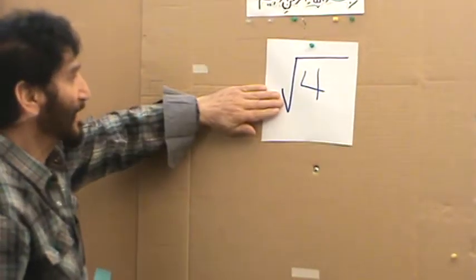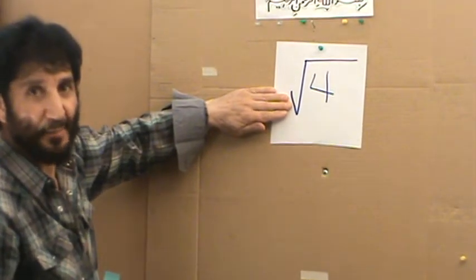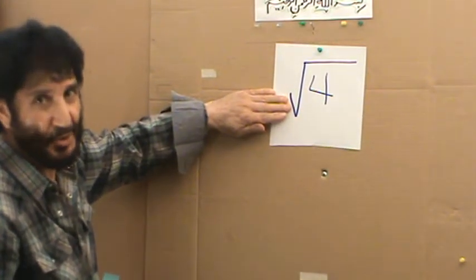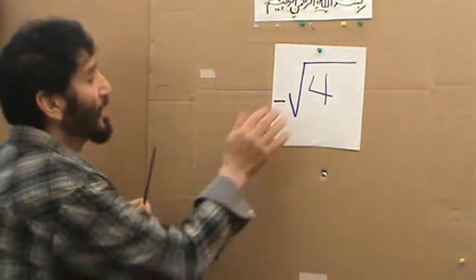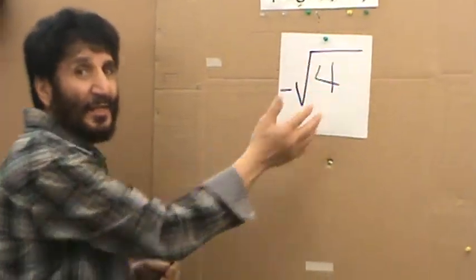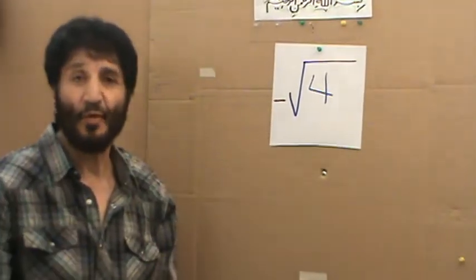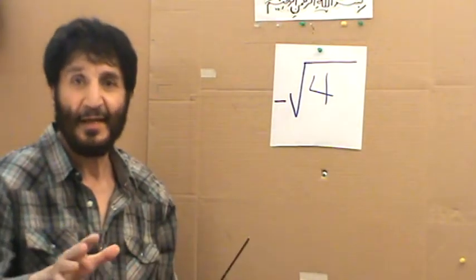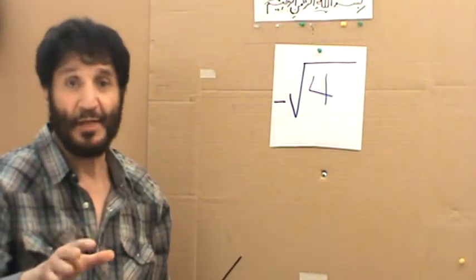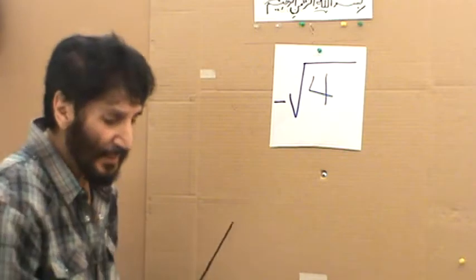That's all. Now look at this one. What is the square root of 4? By the principal square root definition, it is 2. What does this negative make it? It makes it negative 2. So that means you are consistent with the principal square root. You have not violated that.